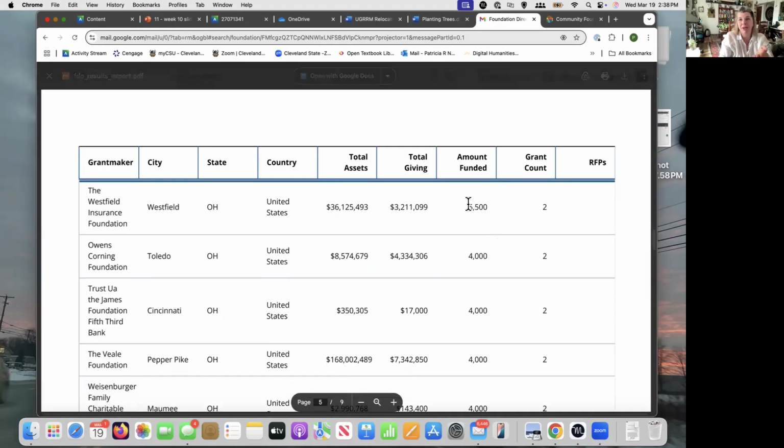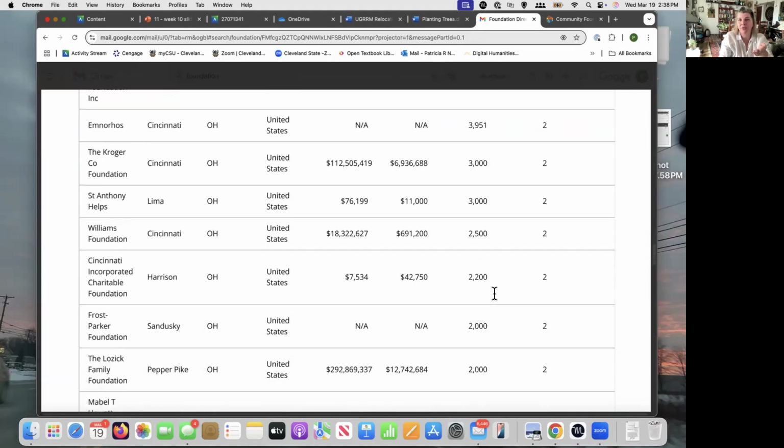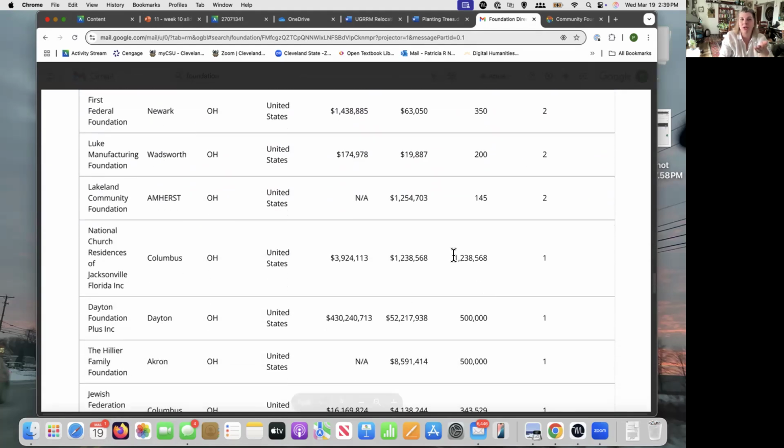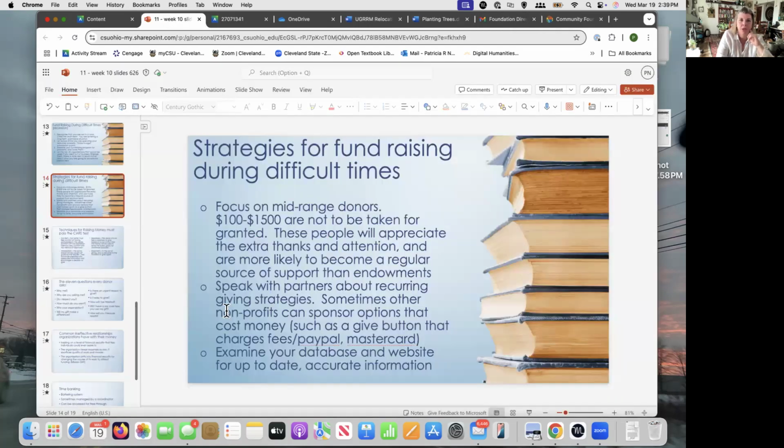Look, many of these amounts funded in this column are $5,000 for two, $4,000 for two. Those donors add up. You don't want to just go to the $1 million donors, because look at this. National Church Residences of Jacksonville, Florida, incorporated in Columbus, Ohio. I don't know if they're going to be funding my senior services. I will ask, but it would be a waste of my time if I missed all of the rest of it going after big fish.